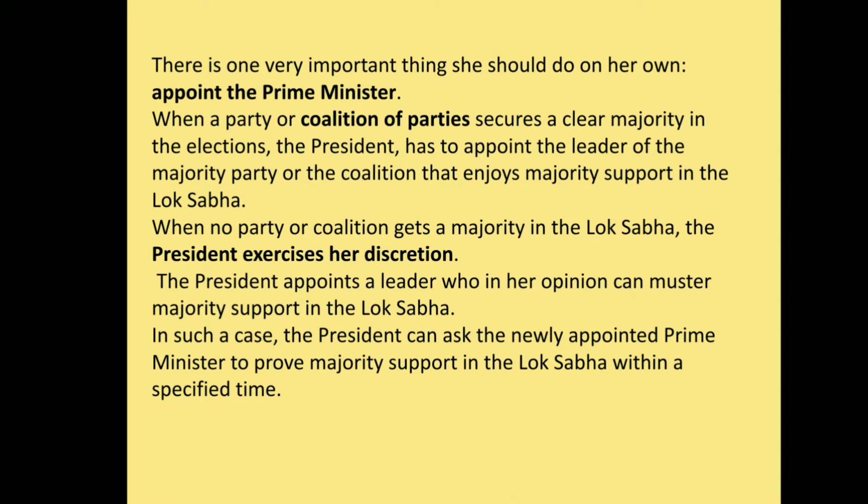When no party or coalition gets a majority in the Lok Sabha, the President exercises her discretion. The President appoints a leader who, in her opinion, can muster majority support in the Lok Sabha. In such a case, the President can ask the newly appointed Prime Minister to prove majority support in the Lok Sabha within a specified time.